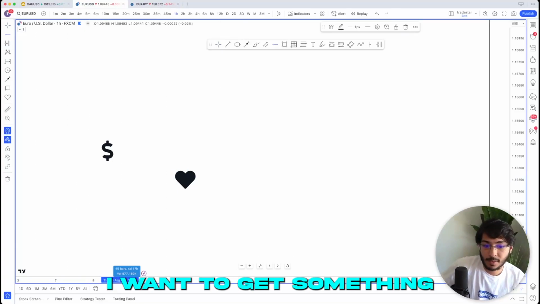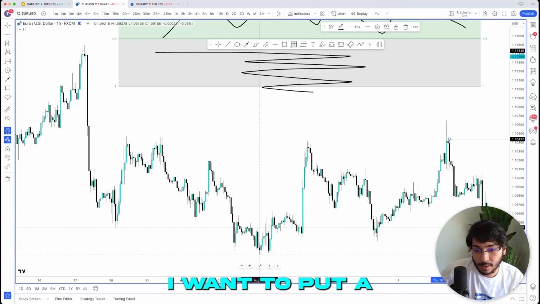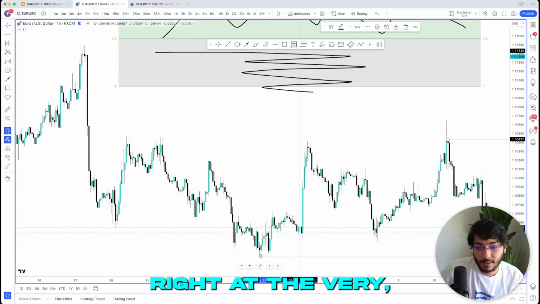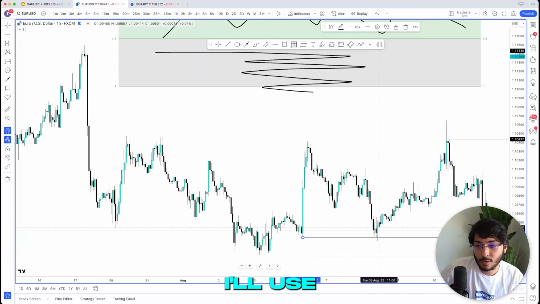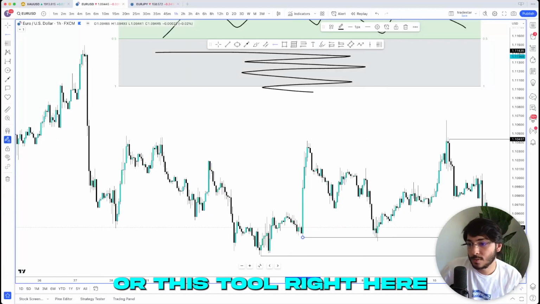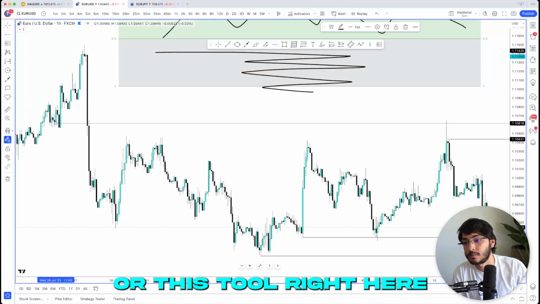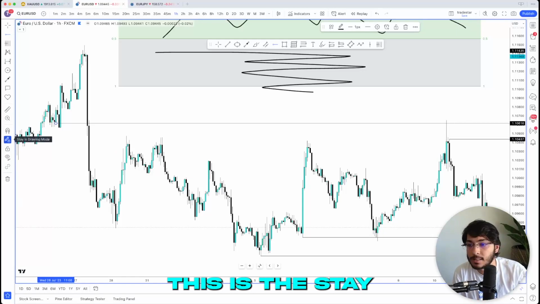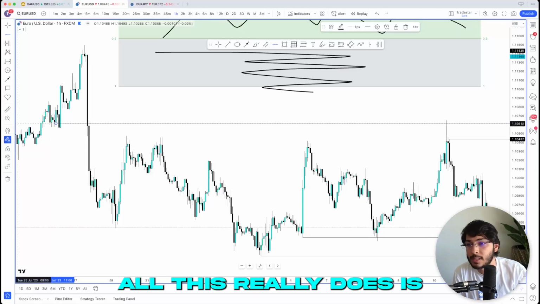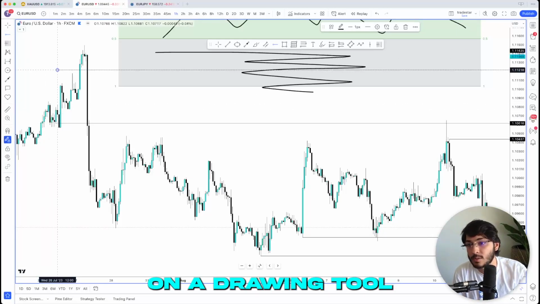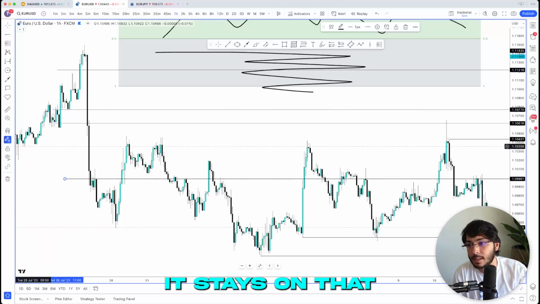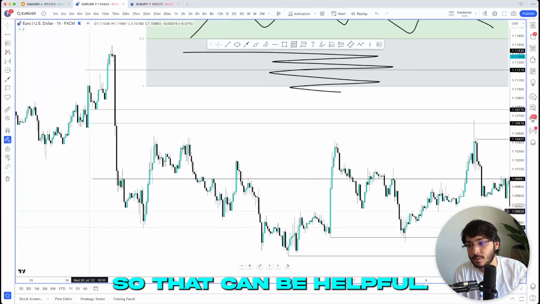If I want to get something so precise, if I want to put a horizontal ray right at the very, very tip or the wick of something, I'll use the strong magnet tool. This tool right here is the stay in drawing mode. All this really does is, once you click on a drawing tool, it stays on that drawing tool until you left click. So it could be helpful.